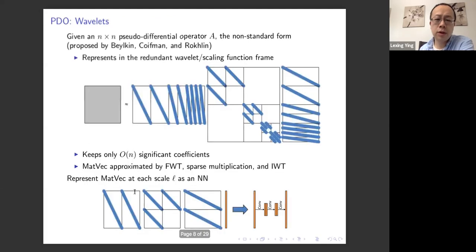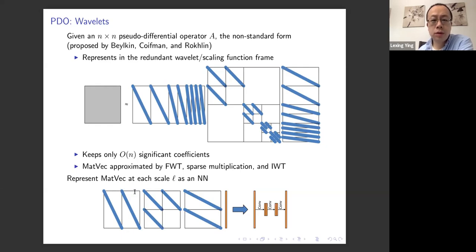So let's just take a look quickly at the wavelet approach. The method I'm going to talk about here is based on the famous paper by Gregory Beylkin, Ronald Coifman, and also Vladimir Rokhlin. And historically, this has been called the BCR approach.